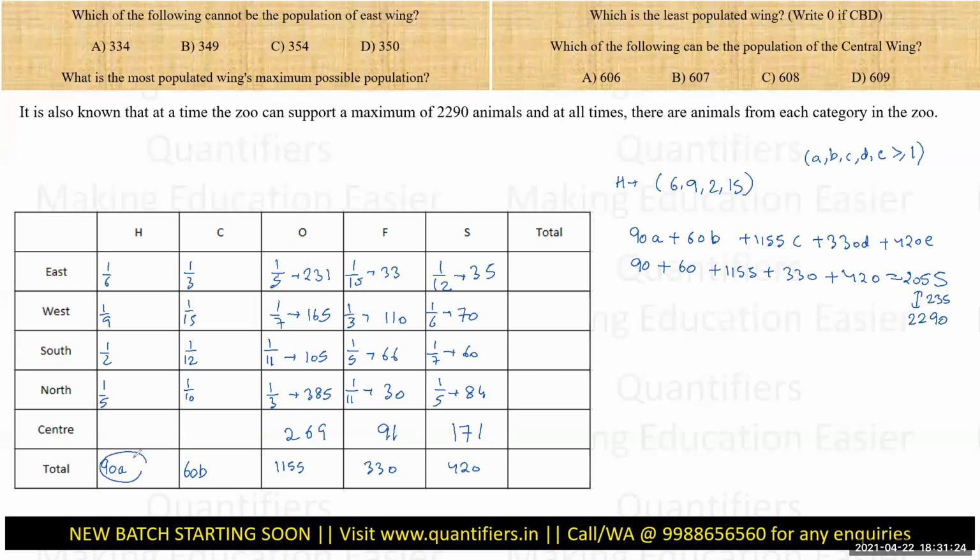But when I come to this, see, right now it is 90A. So if I talk about A, if I talk about B, and if I talk about the rest, these are totally fixed. But when I talk about A and B, A can be 1, A can be 2 as well, A can be 3 as well, A can be 4 as well. I.e. the total can be 180, 270, can be 360. No, it cannot be 360. Why?